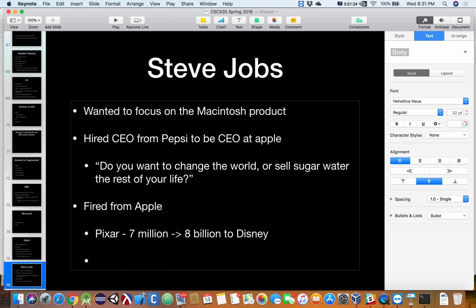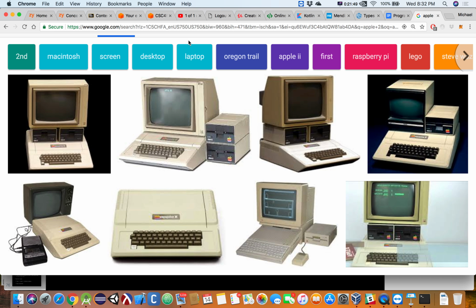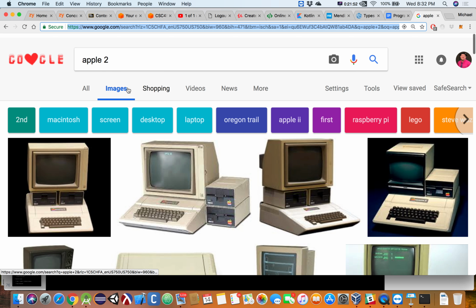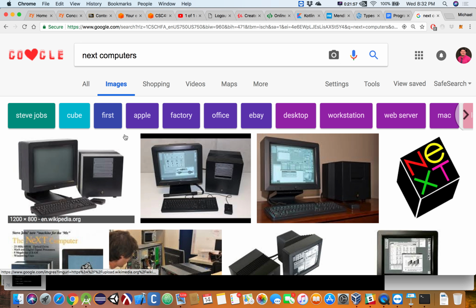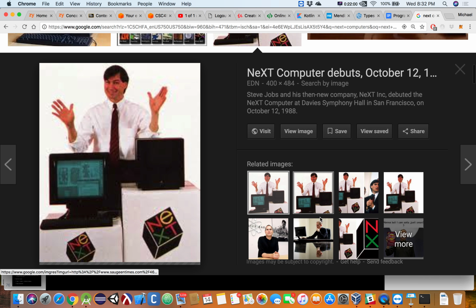More importantly, even though that sounds like a pretty good deal, he founded a little company called Next Computers. How many of you have heard of Next Computers before? Nobody. Very interesting. It's going to be a very enlightening thing for you. Here's Next Computers. Oh, there's Steve Jobs with Next Computers right there. Recognize that guy? Young Steve Jobs. Well, alive Steve Jobs too, but this is Next Computers.